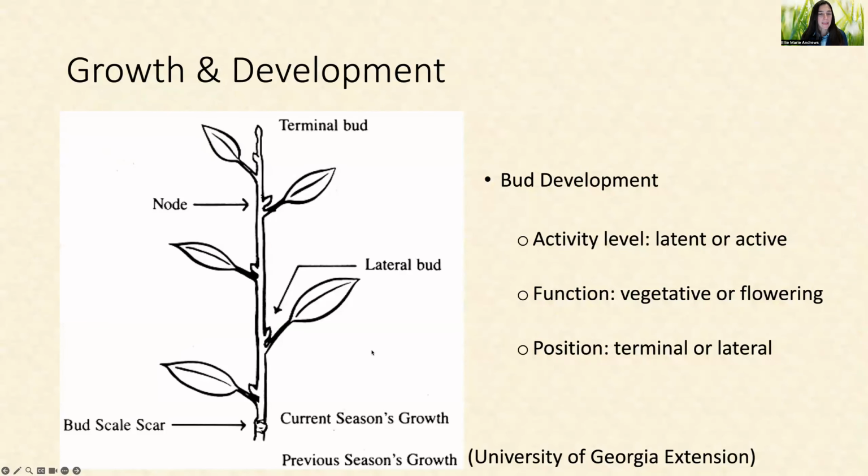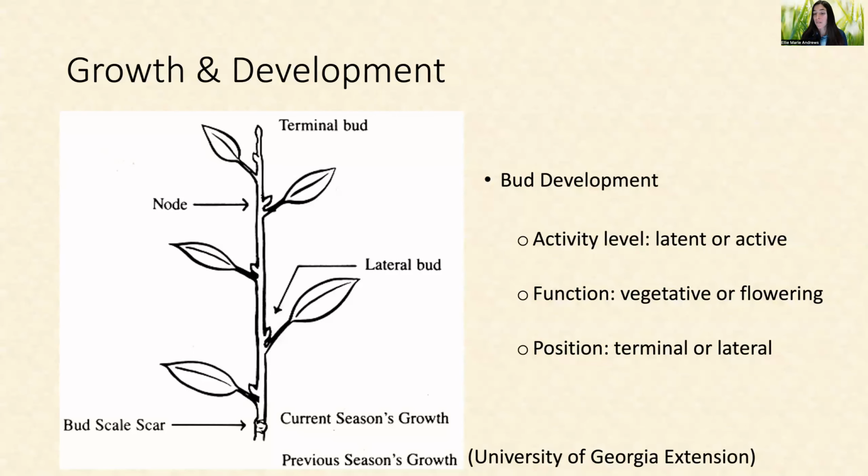And then we have bud development more broadly. So we're going to take a step back now and talk about how buds develop in general across a lot of different types of fruit trees. So when we talk about bud development, we're going to talk about a couple different things. So there's the activity level. You might hear the term latent buds or active buds. So latent means they're not quite active yet.